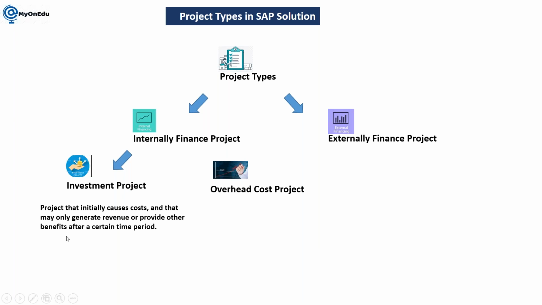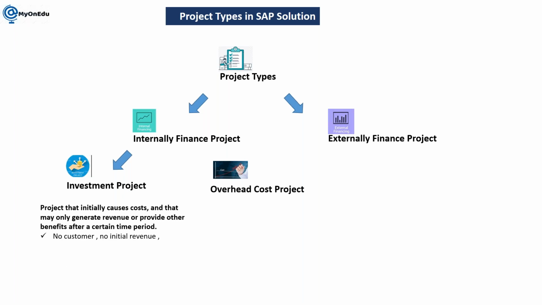So an investment project initially causes cost and may only generate revenue or provide other benefits after a certain period. Whenever we are doing any investment, how will we come to know whether it is beneficial for us or not? There are different ways to calculate it, based on NPV, net present value, and internal rate of return. These two are major things which we can manage in investment management, a module called IM, or in portfolio project management.